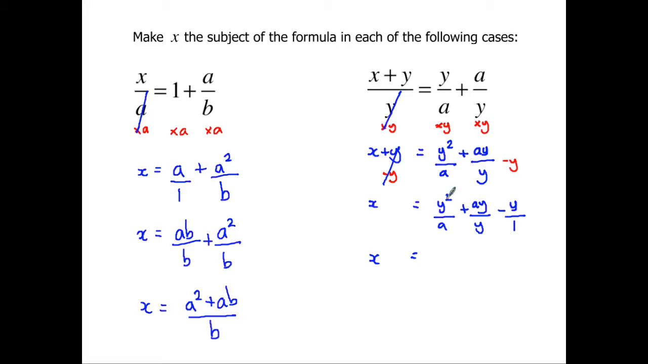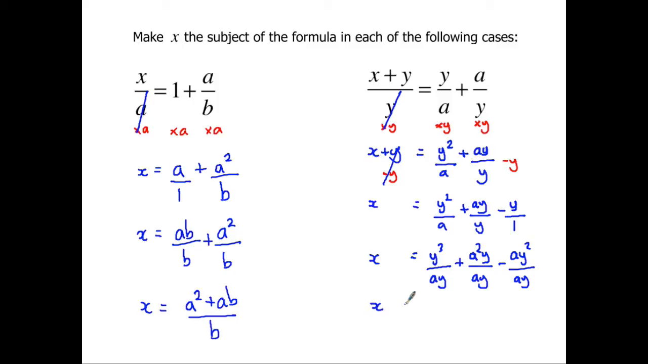To achieve that, I'd have to multiply this fraction top and bottom by y. So I'd have y cubed over ay. To achieve that with this one, I'd have to multiply top and bottom by a. So I'd have a squared y over ay. And with the final bit, I'd need to multiply top and bottom by ay. So I'd have ay squared over ay. Now they can all be merged into a single fraction.